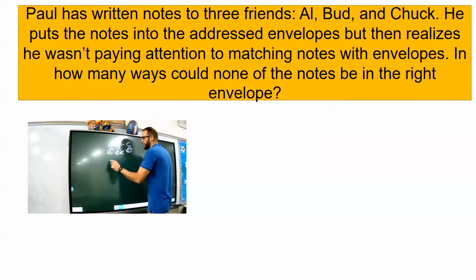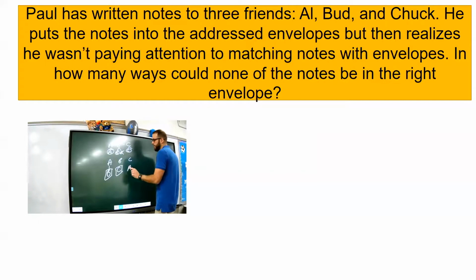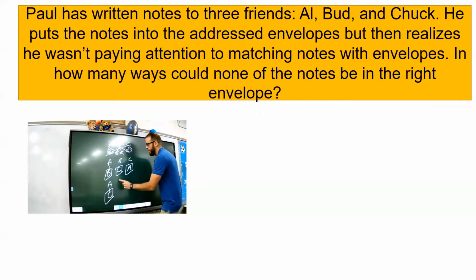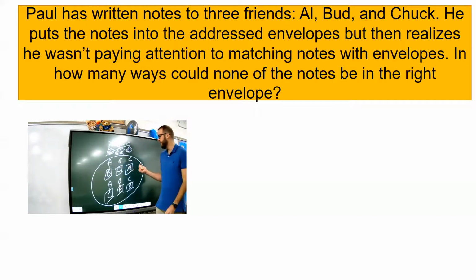The other way to do it is A would be in B, and if A was in B, then B could be in C, and C could be in A. Now the one up here doesn't count because that one's in the right envelope. This one is not in the right one, right? They're all in different ones. Now, is there a different way to find them all in different ones? Well, if A wasn't in B, it could be in C. And if A was in C, then B would have to be in A. And then that would put C in B. These are the only 2 ways to get A, B, and C into different envelopes.